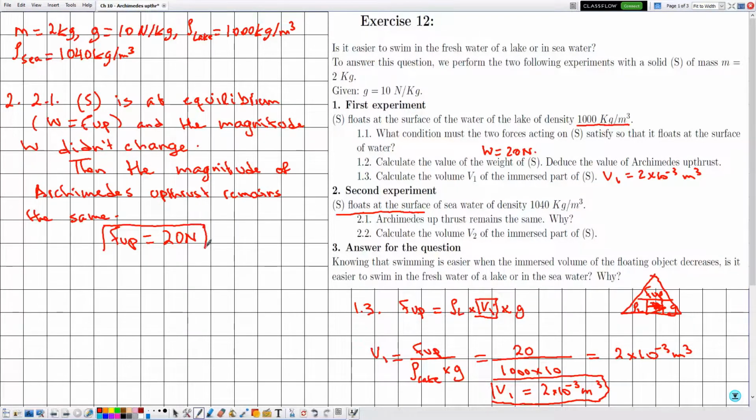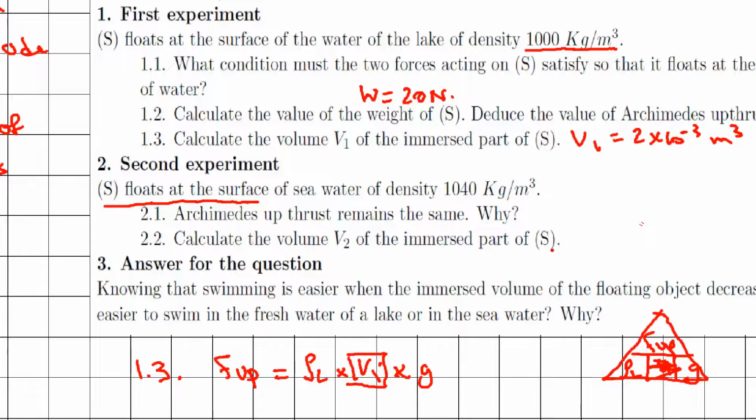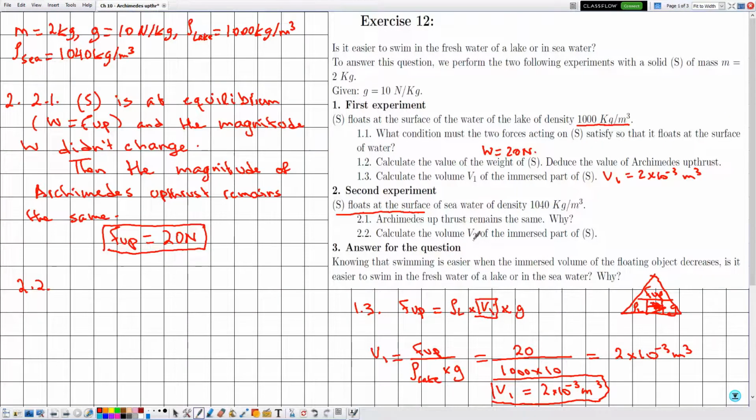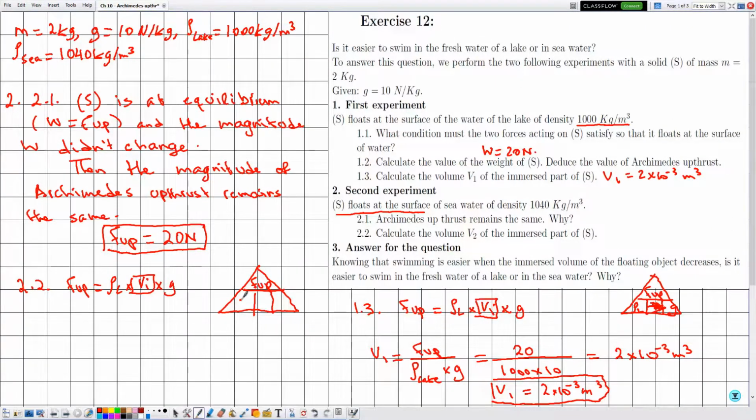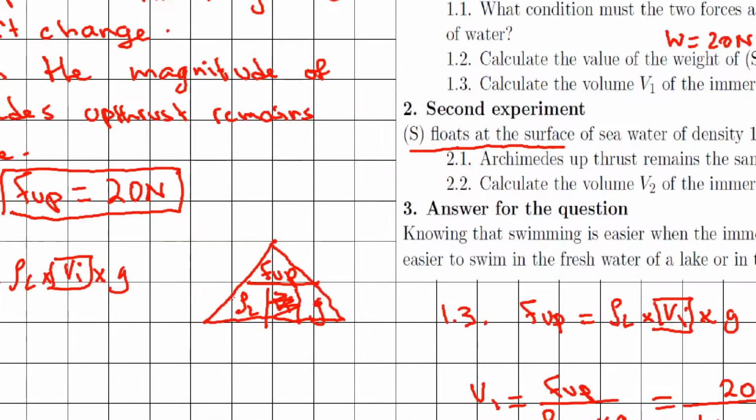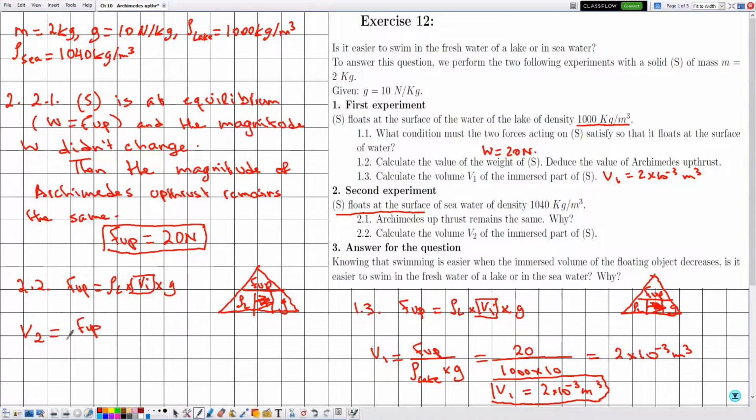Now in part 2.2, calculate the volume V2 of the immersed part of S. We know that the value of F and the immersed volume are related via the formula F upthrust equals the density of the liquid times the volume of the immersed part times g. We are interested in determining Vi. So constructing the triangle of this formula, F upthrust will be at the top, and rho L, Vi and g at the bottom. Vi, denoted by V2, is given by F upthrust divided by the density of the liquid.